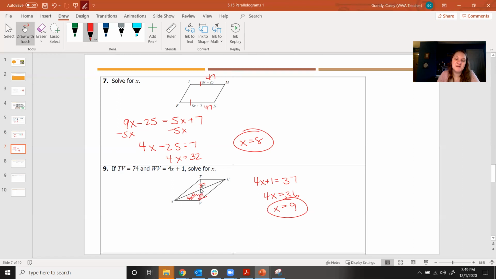Okay, so it told me that VW is 4x plus 1, and it told me that the whole length of the diagonal is 74. So this length has to be half of 74, which is 37. So then I can solve for x by making them equal.